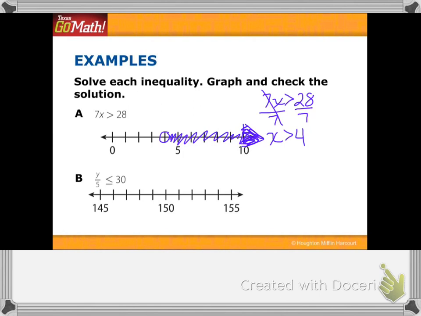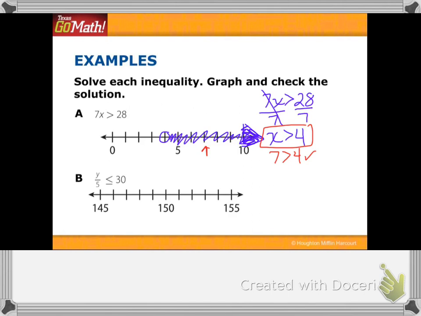Now, because I've graphed on my number line, I need to show my check. So I'm going to take the number 7, and I'm going to substitute it into my inequality for my variable and make sure that it makes sense. Is 7 greater than 4? Yes, it is. So I know that that's a true statement, and I know that I have graphed it in the right way, putting a box around my answer because I know that it is correct.